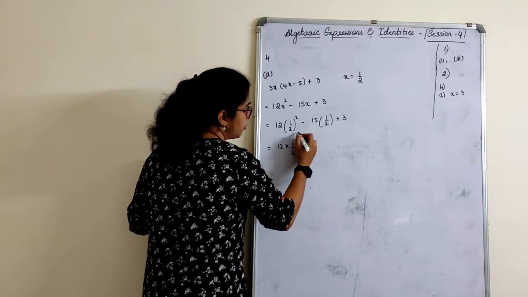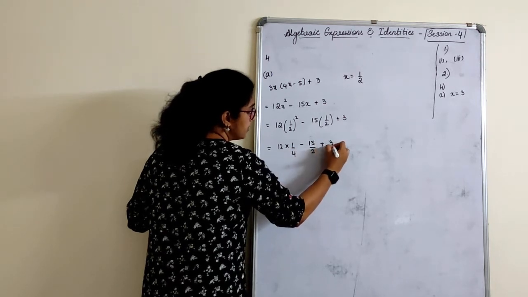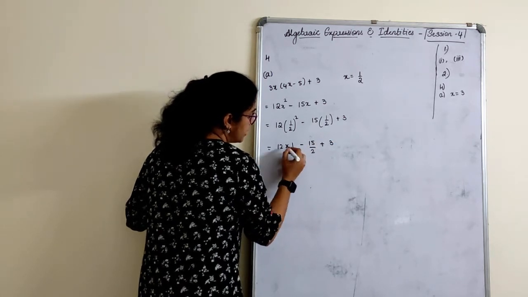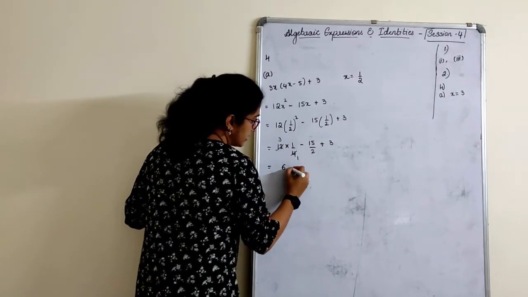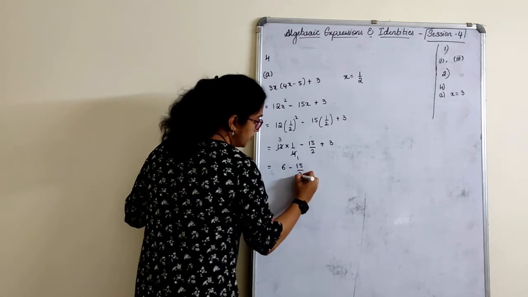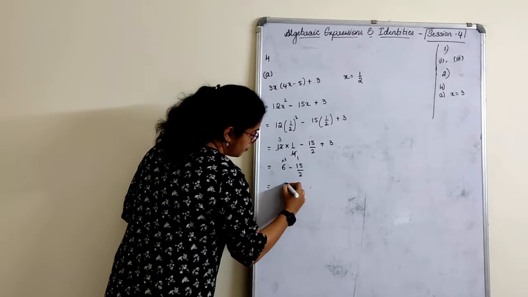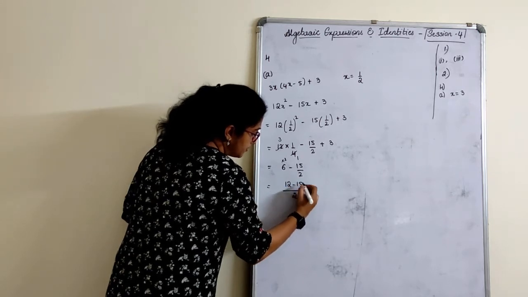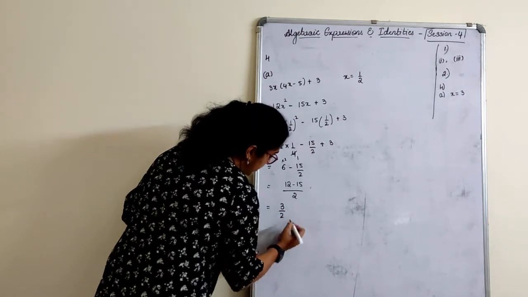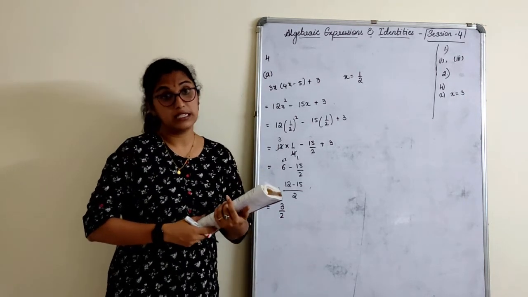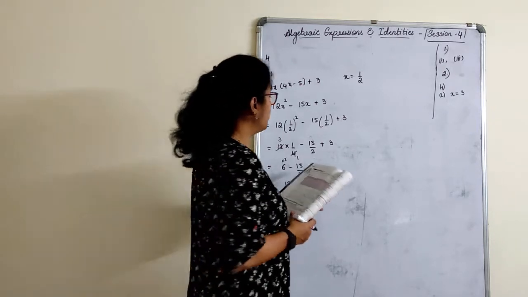12 into 1 by 4 minus 15 by 2 plus 3. So 4 1s are 4, 4 3s are 3, plus 3 is 6, minus 15 by 2. LCM is 2 into 2. 12 minus 15, that is equal to 3 by 2. The value of this is 3 by 2. Very clear how to find it? Okay. We'll start with the next one.